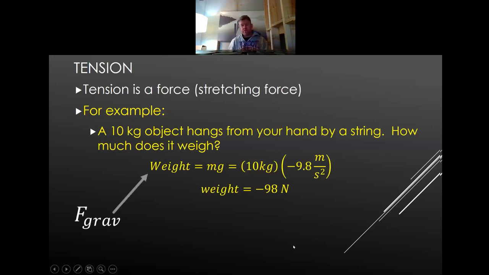Now remember, weight is the force of gravity. Mass is just how much matter it has. That would be a 10-kilogram mass for it. Its weight is going to be negative 98 again, because what direction is gravity going to pull on this thing? Remember, downward. Directionality now with tension becomes pretty crucial for us. So just be aware of that.